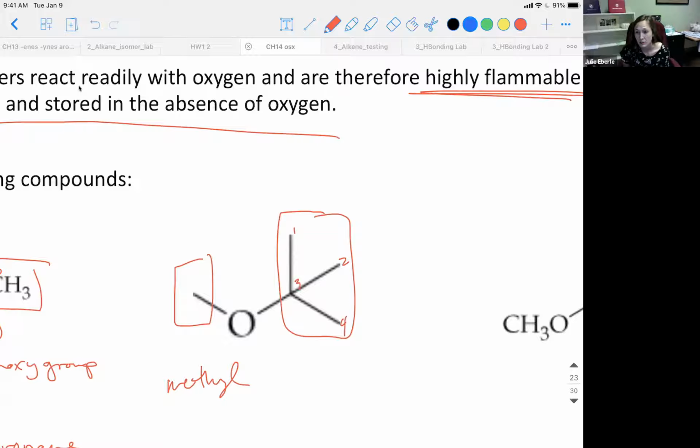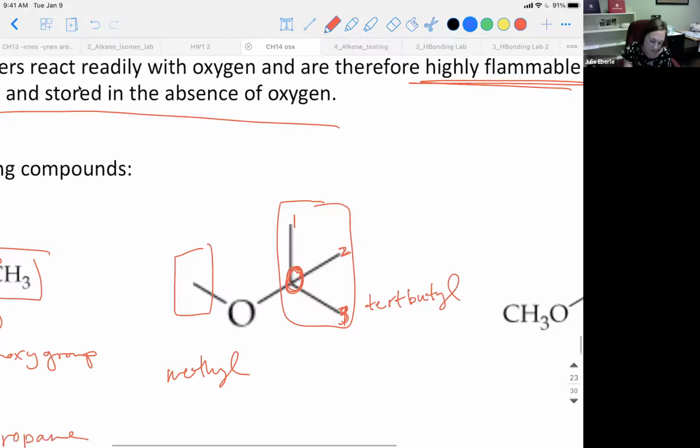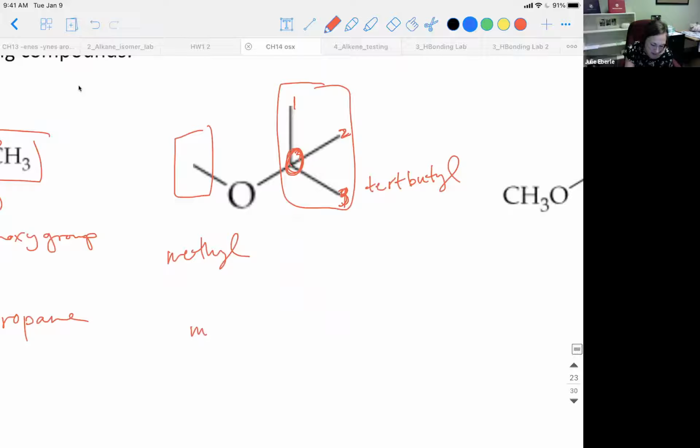And it's been a minute since we've looked at butyl substituents. Remember, you could have a butyl group, sec butyl, isobutyl, or tert butyl. So the one that we're attaching through is bonded to 1, 2, 3 other carbons. So this is tert butyl. Alphabetically, this would be methyl tert butyl ether.